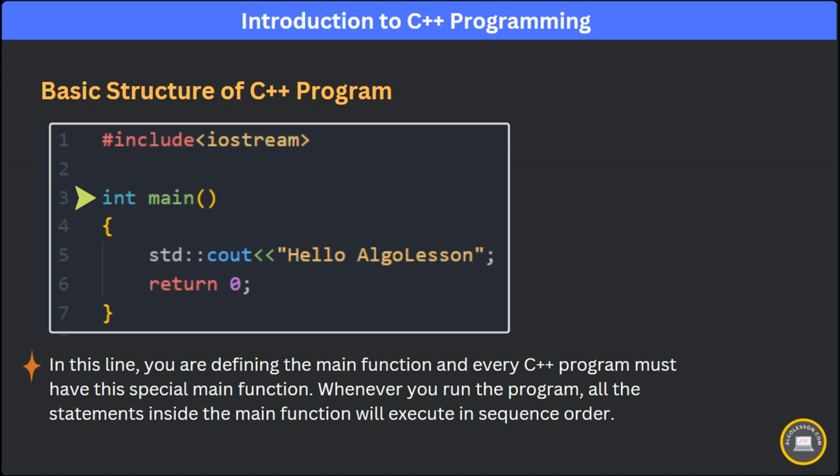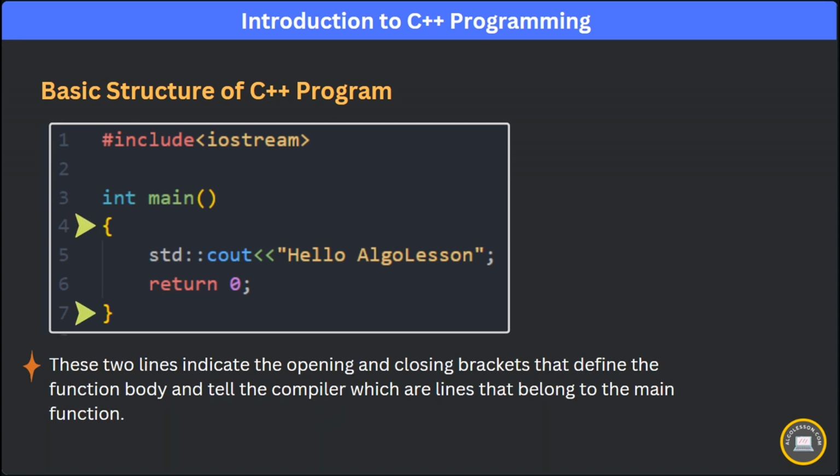Whenever you are running a C++ program, all the statements inside this main function will execute in sequence order. In our main function there are only two statements, so these two statements are going to execute in sequence order. Without the main function you cannot write C++ code or execute it.